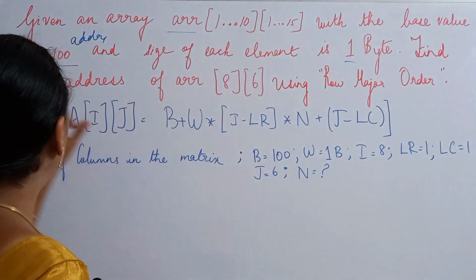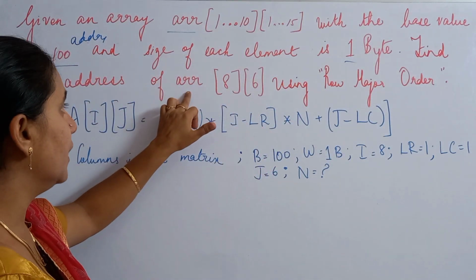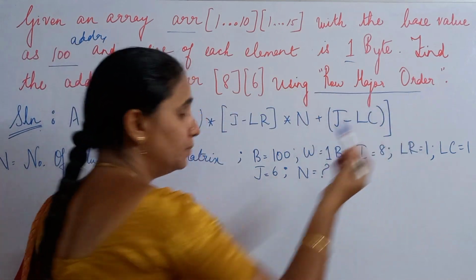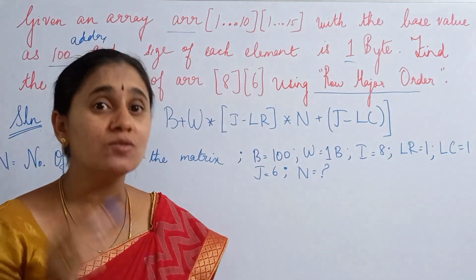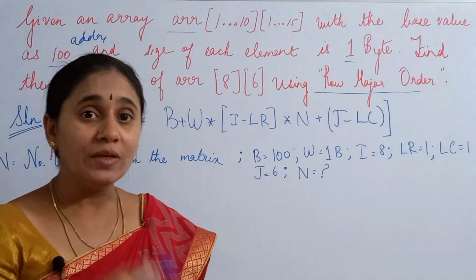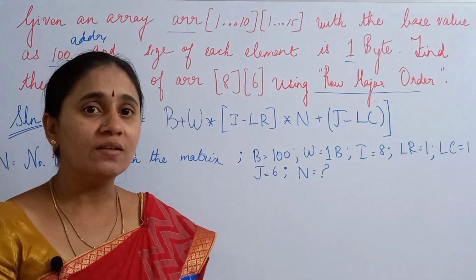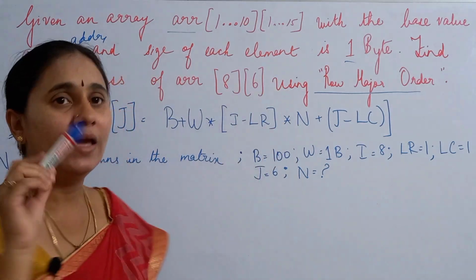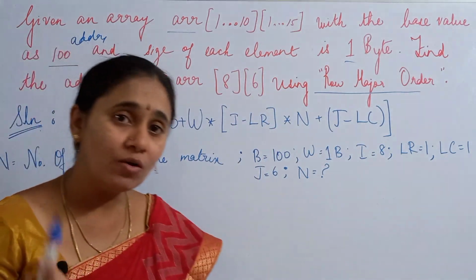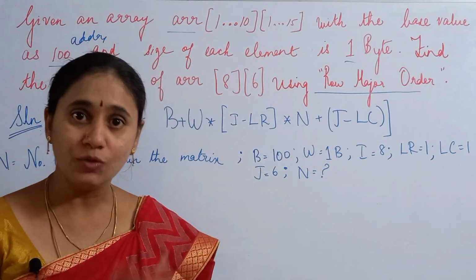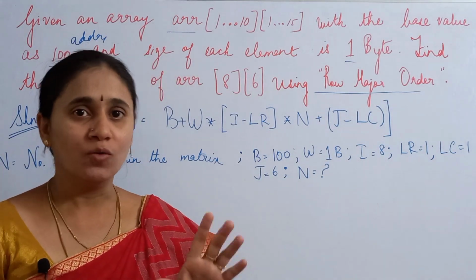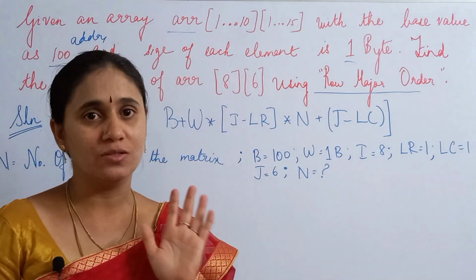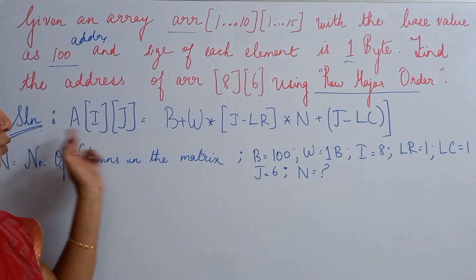Now find the address of the array element ARR of 8, 6 using which order? They have given row major order. So we must find the address located for the element ARR 8, 6, and we must use row major order. First we must learn the formula for row major order by heart. I have written the formula.